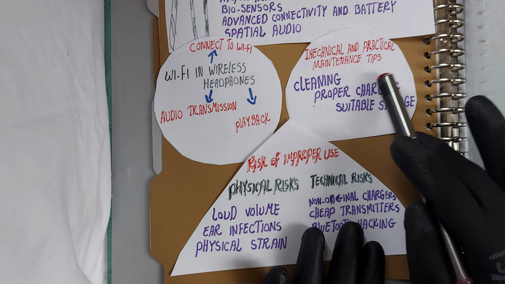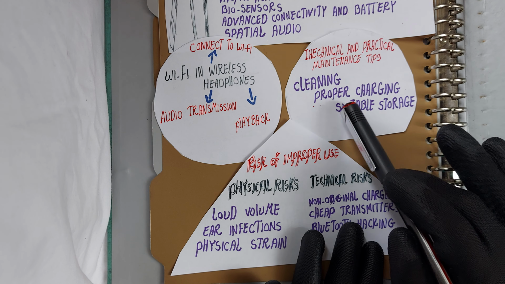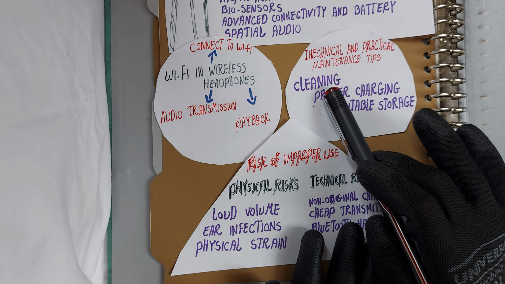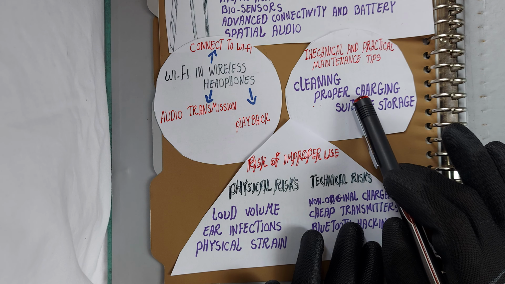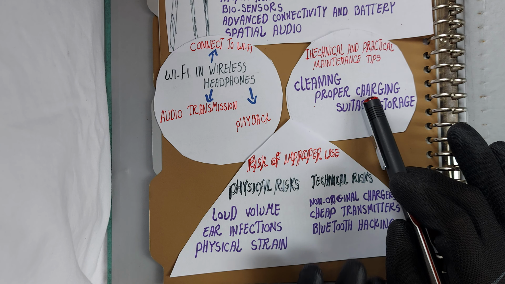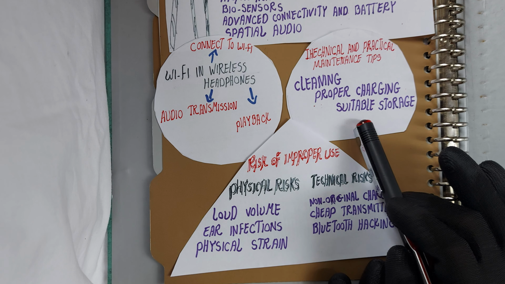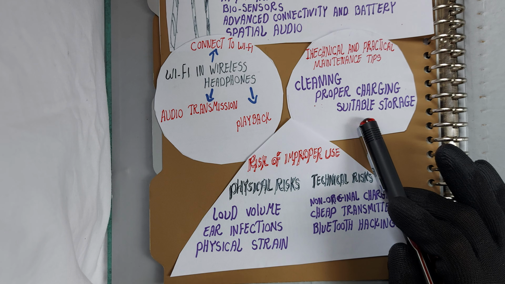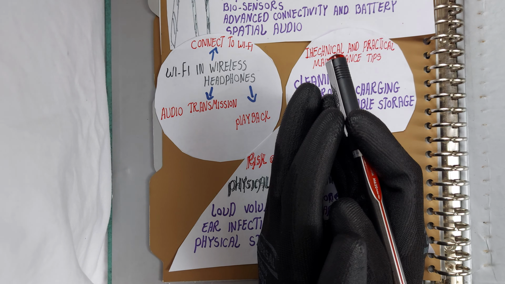Okay, and the next one is practical maintenance tips. At first, we have cleaning. Regularly clean silicone ear tips and earbud surfaces. The next one is proper charging. Use certified chargers and limit charging to 80-90% to prolong battery life. And the last one is suitable storage. Keep headphones away from humidity and dust. And don't toss them in the washing machine with your clothes.